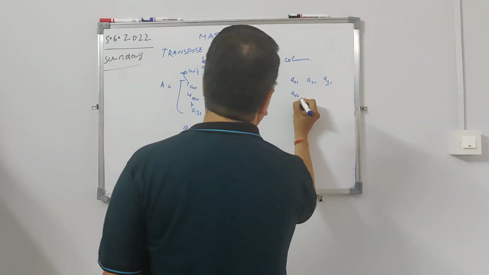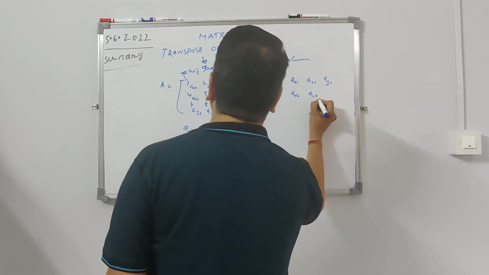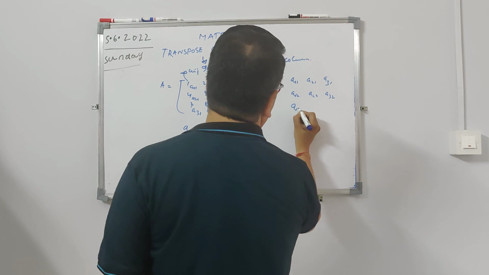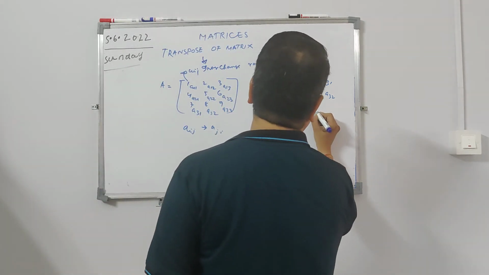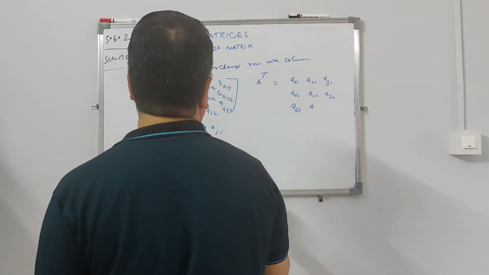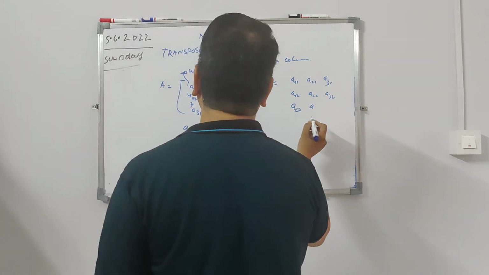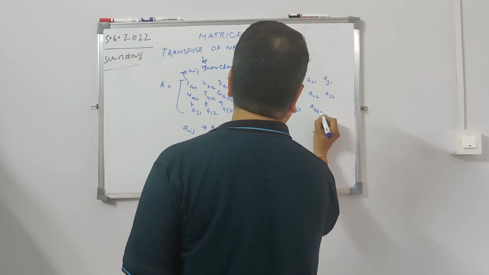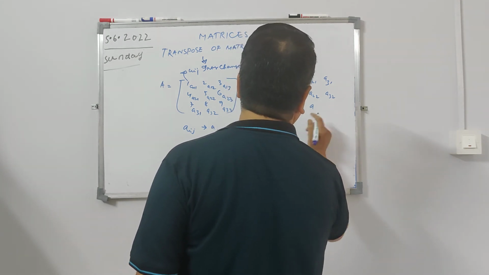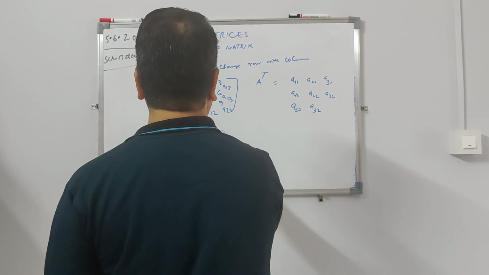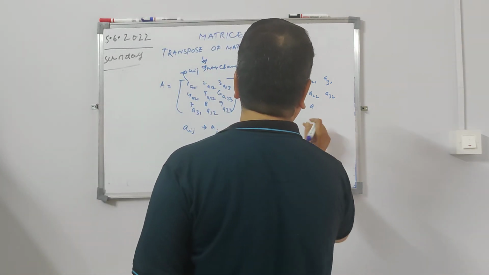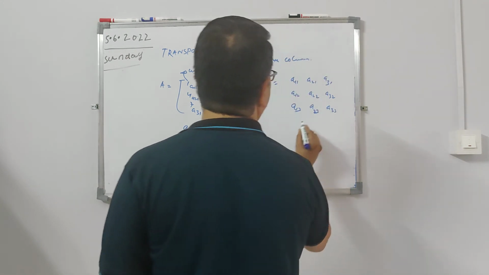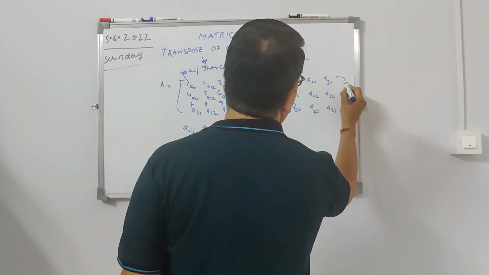A21 will become A12. A22 will remain the same. A23 will become A32. A31 will become A13, A32 will become A23. Sorry, this is A22. A31 becomes A13. No, A32 will become A23, and then A33 will remain the same. Okay. So if this is the case, what will be the answer?